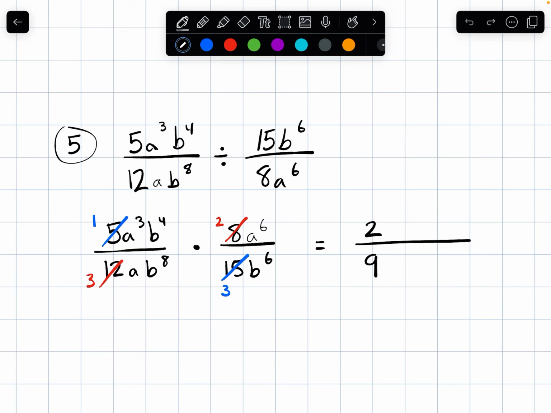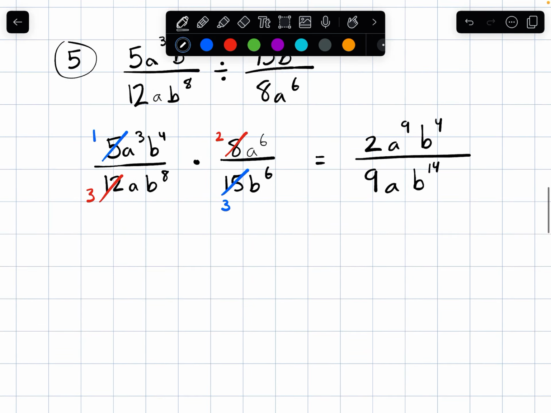I'm going to go ahead and look at my numerator now with the variables. A to the 3rd times a to the 6th is a to the 9th. And then we have a b to the 4th as well. In the denominator, we just have the letter a, and b to the 8th times b to the 6th is b to the 14th.